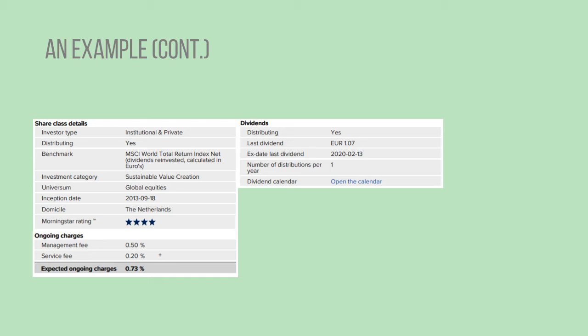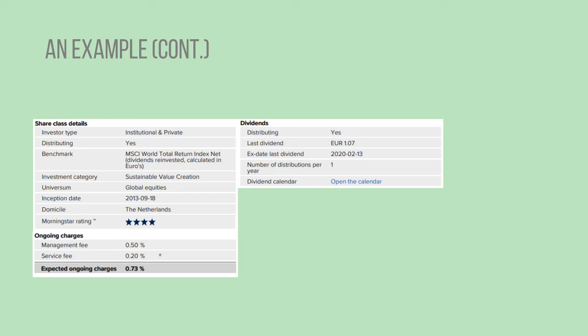Then the benchmark is the index, and that's the grouping of stocks that someone else has put together, kind of a benchmark portfolio of world stocks that they're tracking themselves against to see how well they do, to keep them honest, essentially. And you can see it's a world total return index.